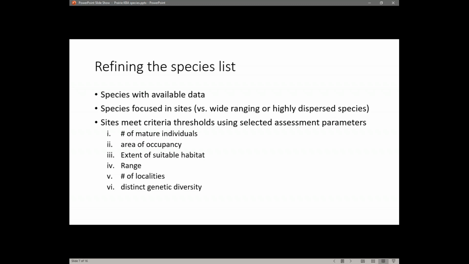To estimate population, we have a number of assessment parameters. I'm pretty much focusing on the first, number of mature individuals, and area of occupancy. Those are going to be the most robust, I think, to really estimate the size of the population at particular sites and ensure we're meeting the thresholds. Of course, in this kind of field, number of mature individuals is often really difficult to pin down.